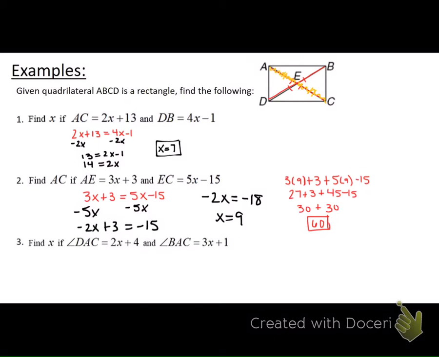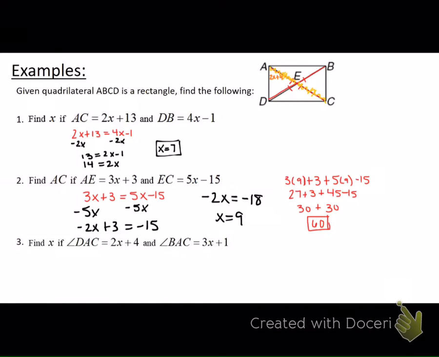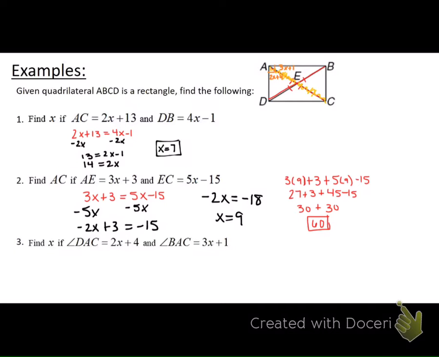Find x if DAC is 2x plus 4, and BAC is 3x plus 1. What do you know about those two angles? What do they make? A right angle, which means they add to 90. So 2x plus 4 plus 3x. Come on, Greg. Get to work.